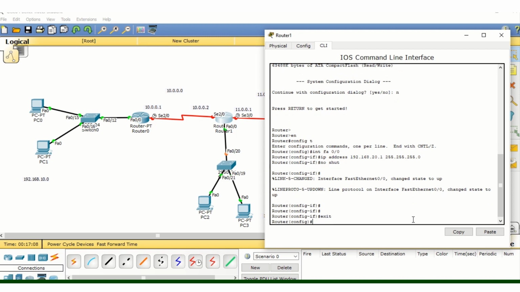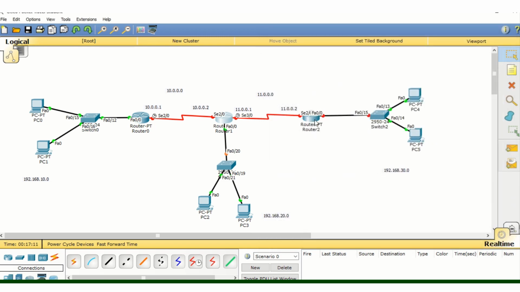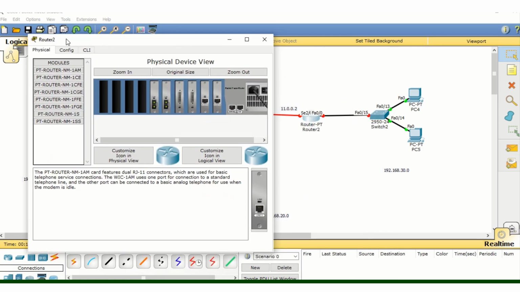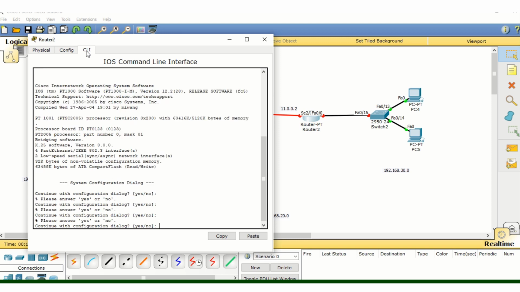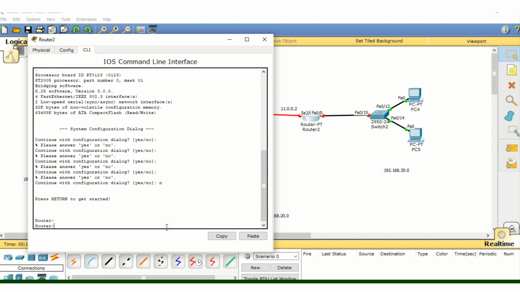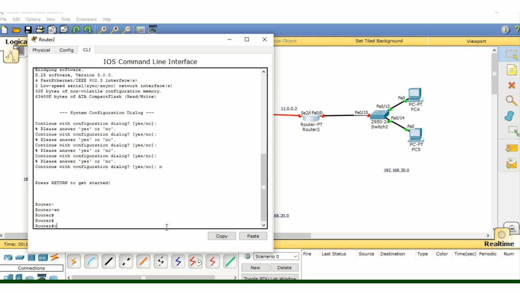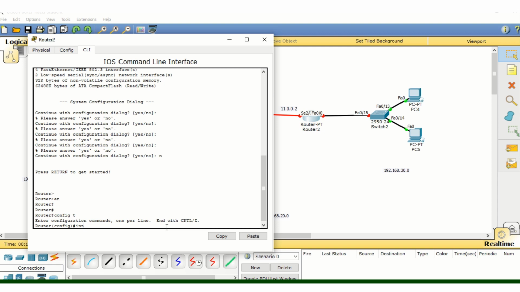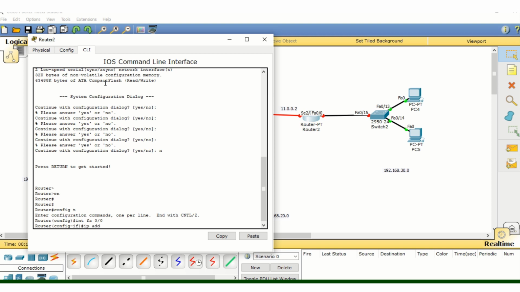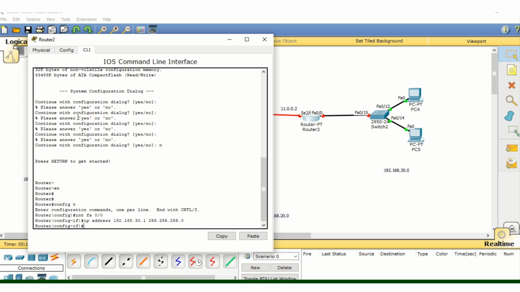So this interface is also up. Now the last router and its FastEthernet interface. Command prompt, enable the router, config t, interface FA0/0. In the IP address we will write the gateway address that we used here, which is 192.168.30.1, 255.255.255.0, no shut, exit.